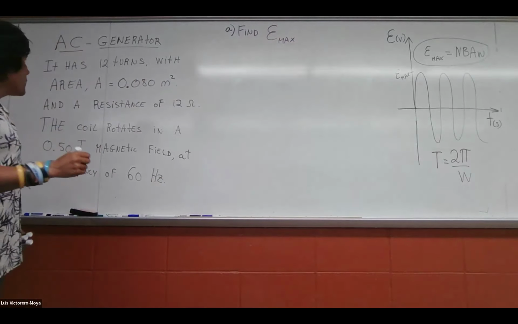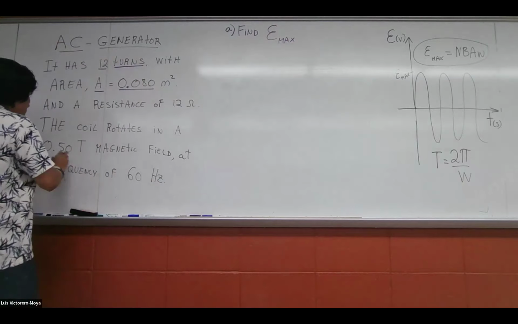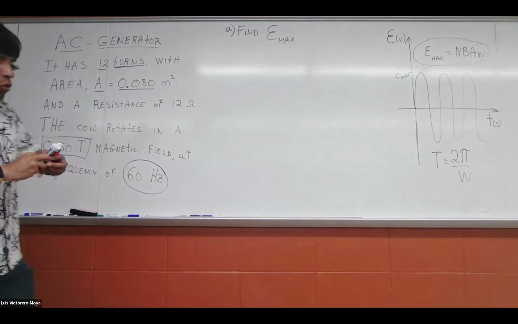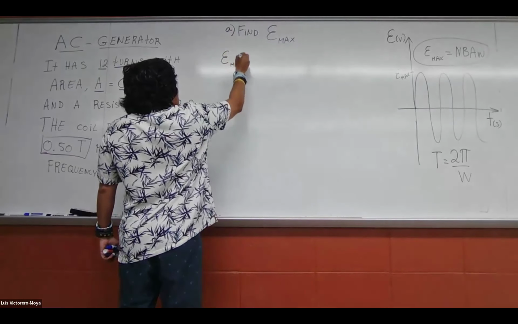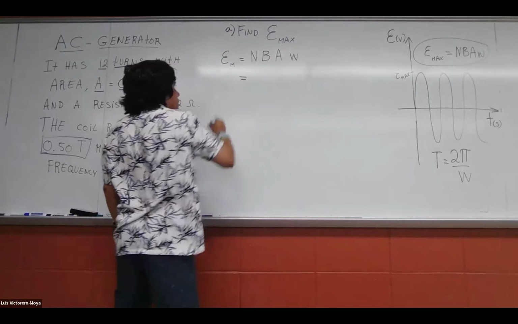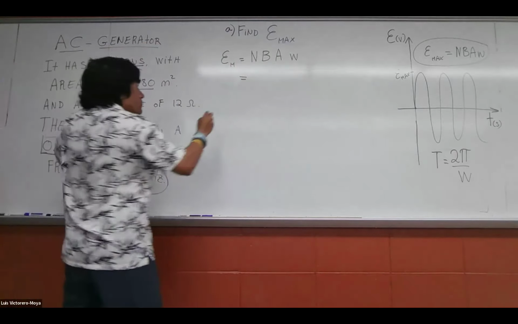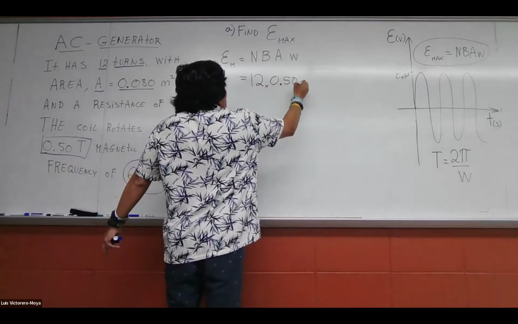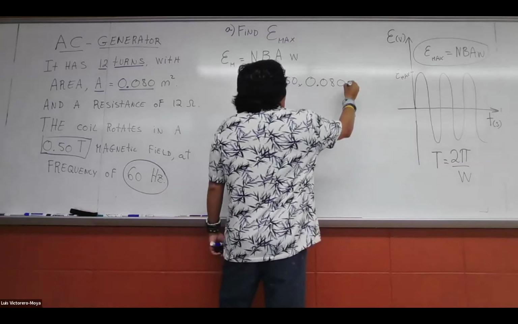Okay. So as you can read in there, the AC generator has 12 turns with this area inside this magnetic field at this frequency. So what is my equation for the Emax? Number of turns, magnetic field, area, W. Right? Now, number of turns is 12 turns. Magnetic field is 0.50. Area is 0.080. And W.